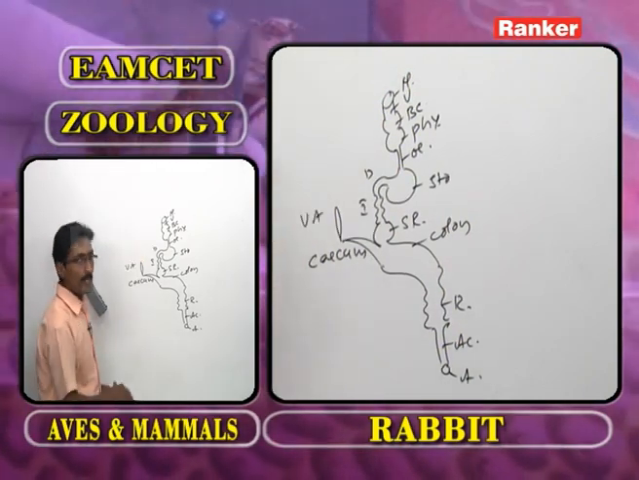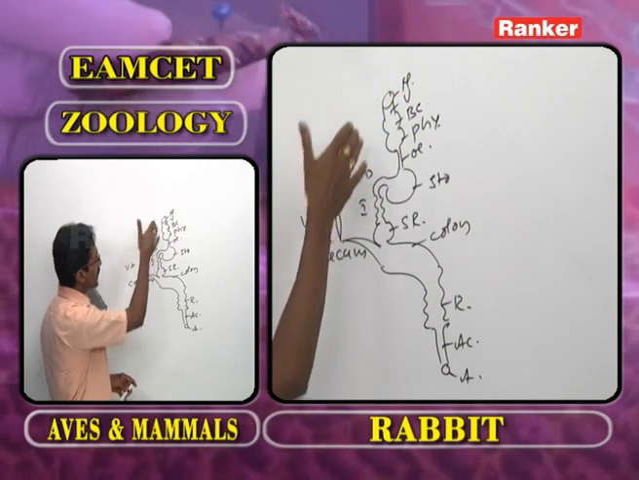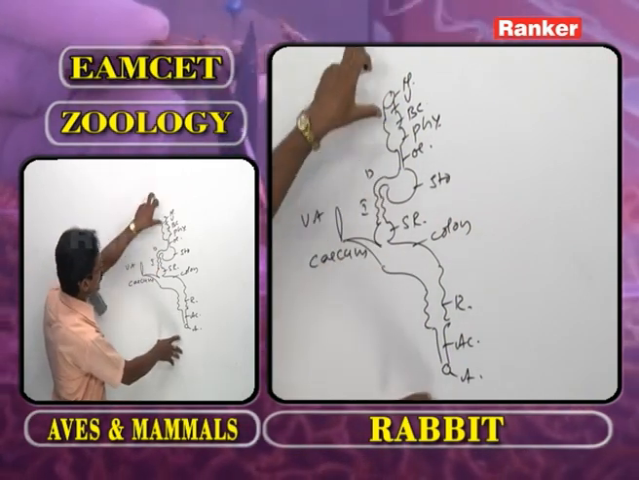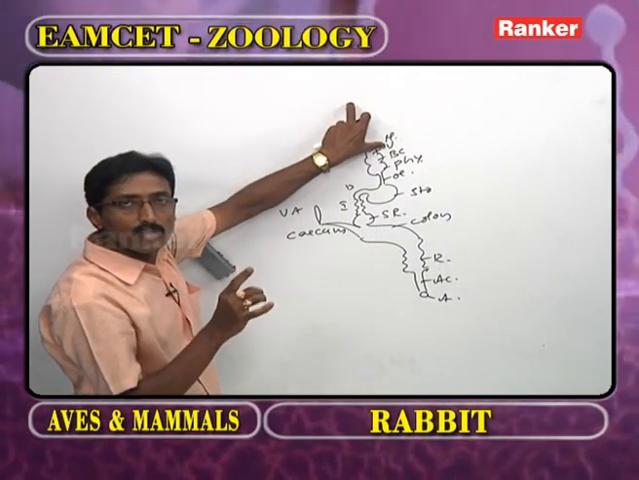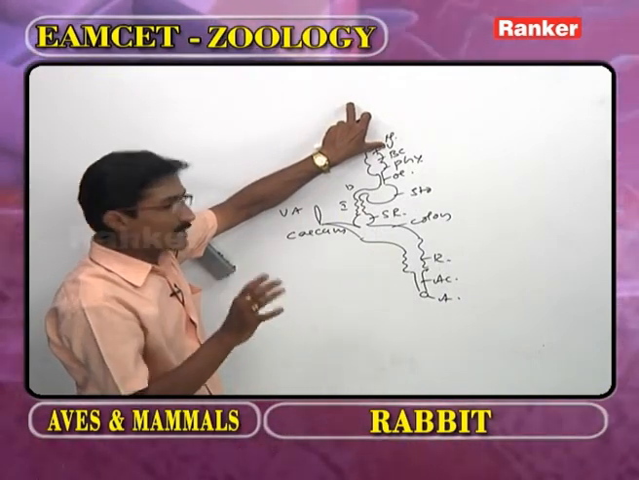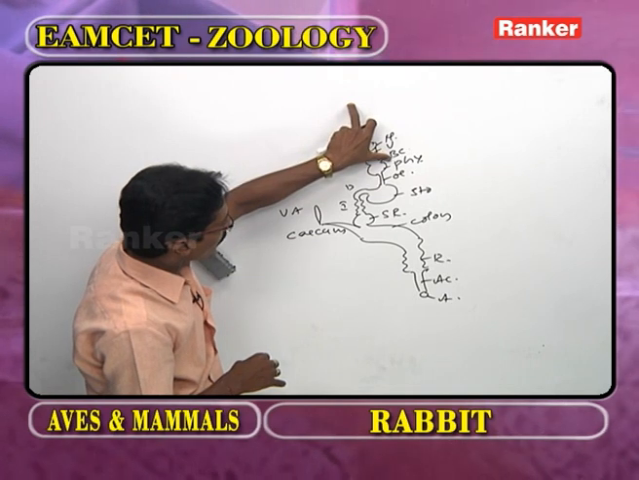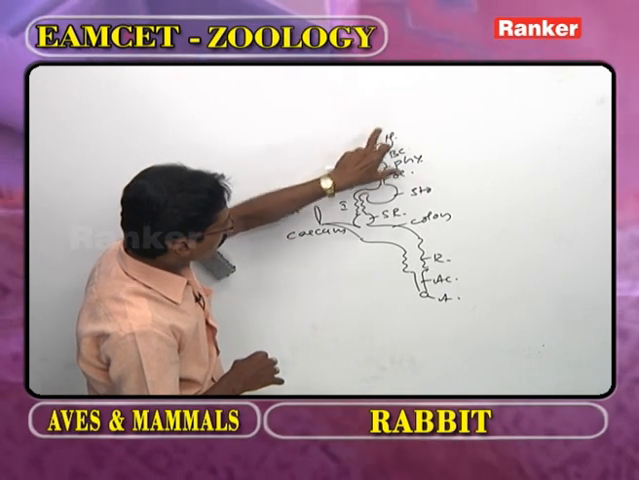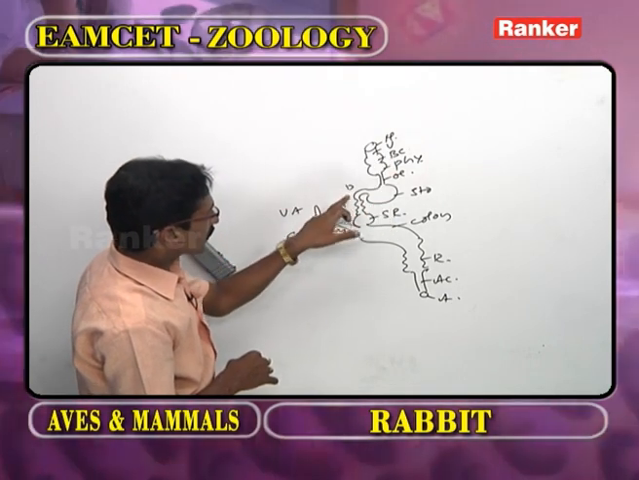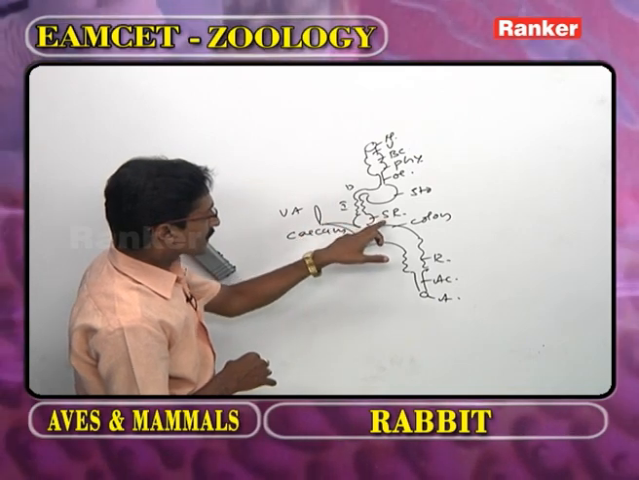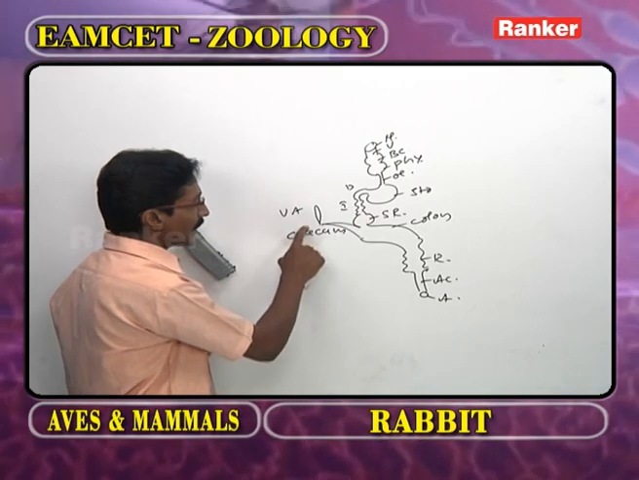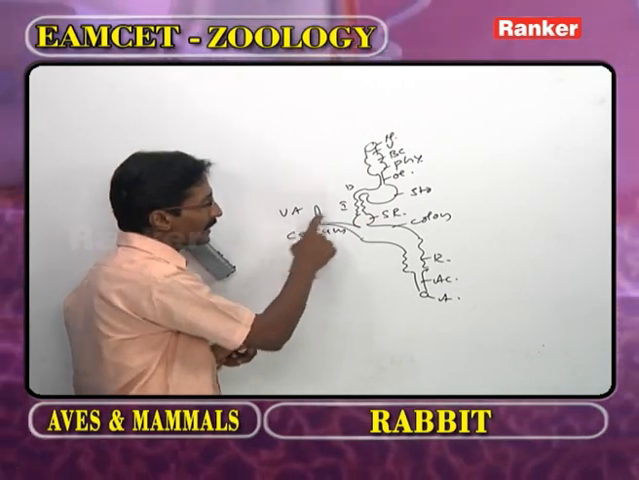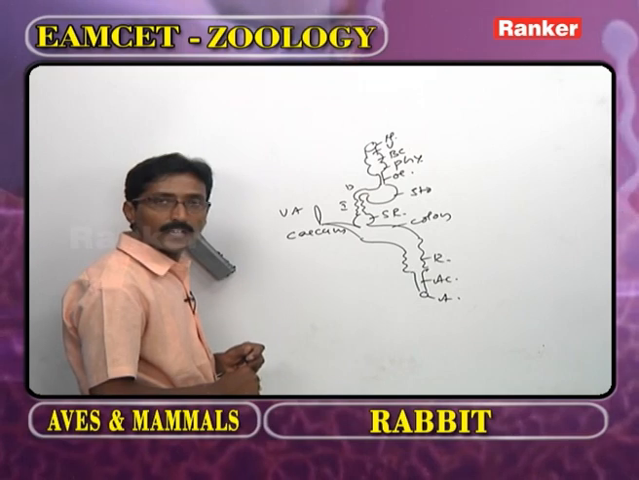Arrange the parts of the alimentary canal in a sequence from anterior to posterior. Mouth, vestibule. Vestibule is present only in mammals. It is followed by buccal cavity, pharynx, esophagus, stomach, duodenum, ileum, sacculus rotundus. From the sacculus rotundus, on one side the cecum arises, on the other side the colon arises.